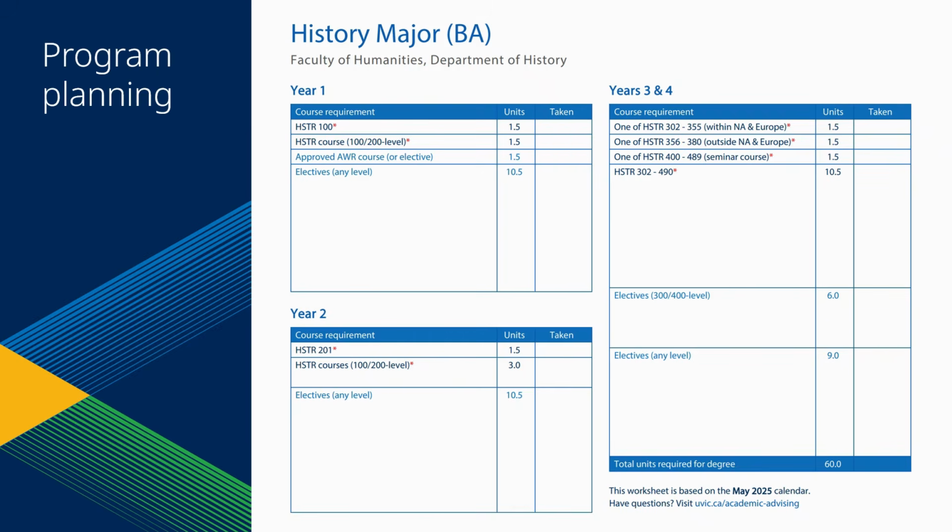You'll note in the first year of the history major, you have 2 courses that are specifically required, History 100, and then another history course that's coded at the 100 or 200 level, and then an approved AWR course. If you have already successfully attained the AWR through prior study, then instead of taking another AWR course, you have an additional elective slot, and then the rest of your first year is made up of elective courses.